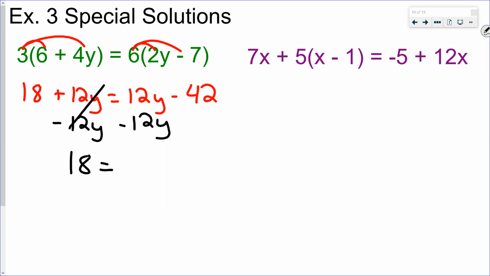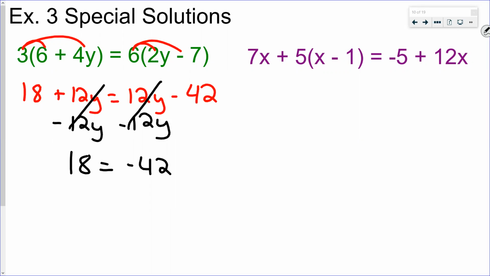Well, here again, 12y minus 12y, well, that's 0 again. So those go away as well, leaving me with just negative 42. Wait a second, Mr. Harris. What happened to my variables? I thought we're solving. This is why it's a special solution. The variables went away. Our y's all canceled each other out, leaving me with 18 equals negative 42.